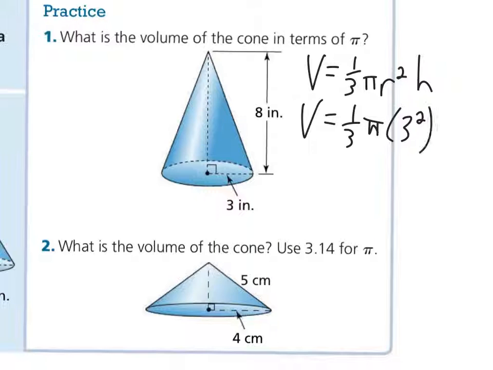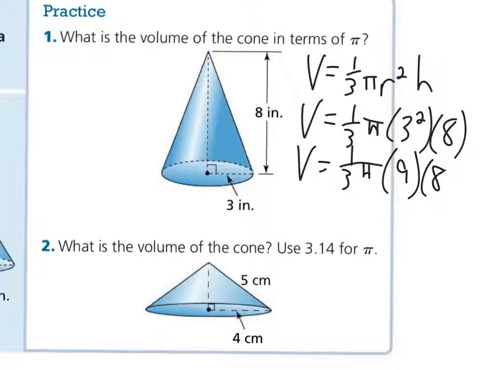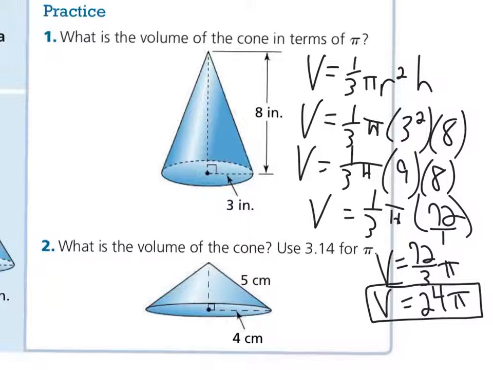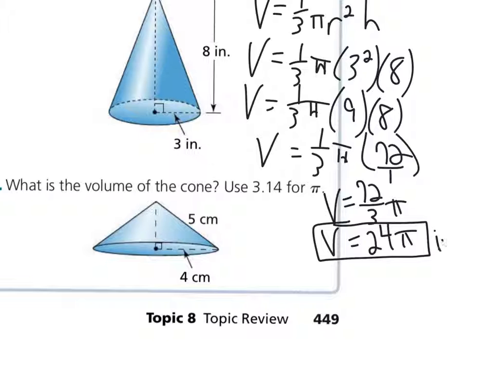This time they gave us the radius, which is 3. They gave us the height, which is 8. So 3 squared, 3 times 3 is 9. 9 times 8 is 72. And we can put that over 1. If you multiply straight across, you get 72/3 pi. And if you take 72 divided by 3, then you get 24. So you might have done that in a slightly different order, but in the end, in terms of pi, it should be 24 pi, and that would be cubic inches if we want to put units, cubic units for volume.